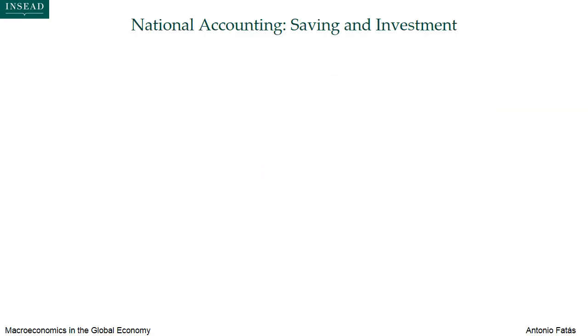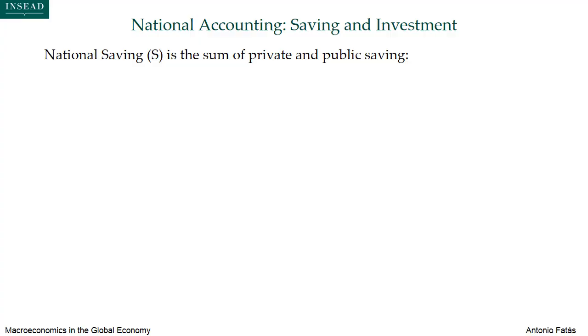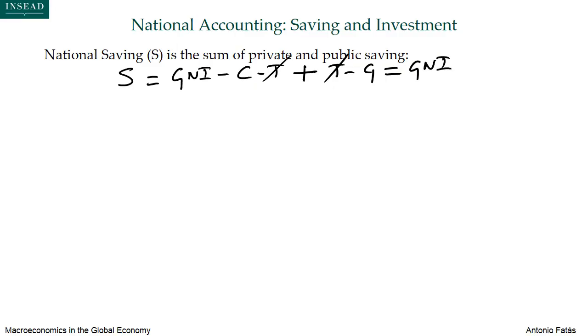Now, let's put some of these together. Let's first construct a measure of national saving, which is going to be simply the sum of private and public saving. Private saving is national income minus consumption minus taxes. Public saving is taxes minus government spending. In this expression, taxes cancel out, and we get something that is very intuitive. The saving of a country is the national income minus any consumption done either by the private sector, C, or the government, G.